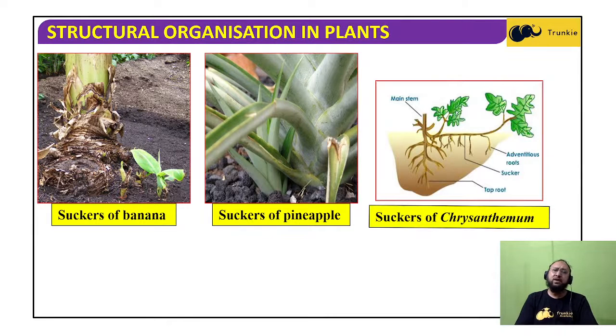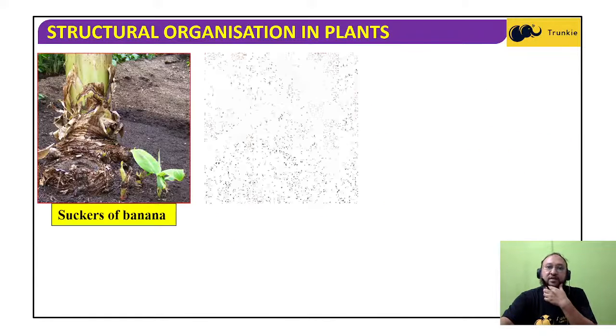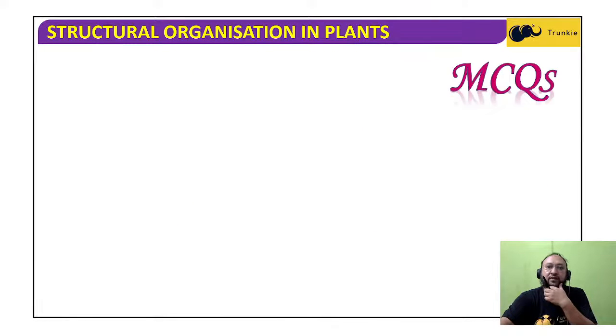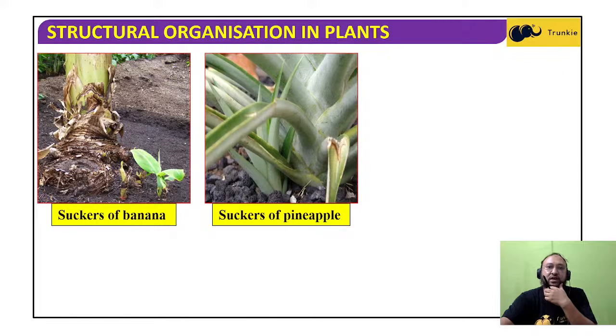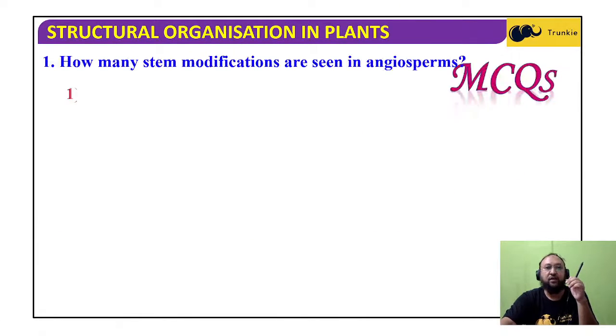Suckers of chrysanthemum cinerarifolium is the full scientific name. Banana, pineapple, and chrysanthemum are the three examples of these suckers. Now we will go through some questions. So understood, this modification actually starts under the soil and then comes out of the soil after growing for some distance. And now we come to some MCQs, some questions.